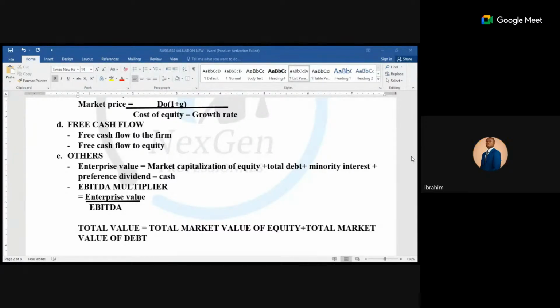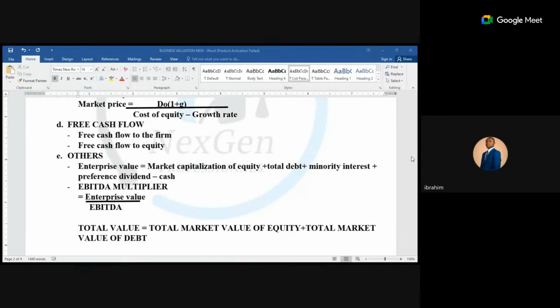Ajayi, yes. This market price, is it the same thing as total value of equity? It's not total value of equity. Now, have you been in this class since morning? Did you start this class with us? No.